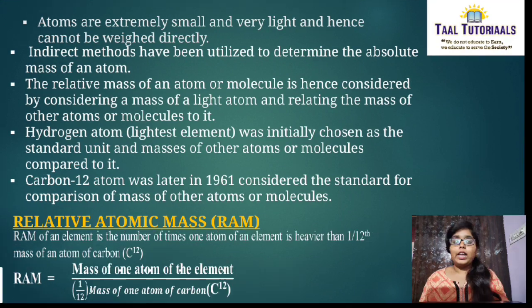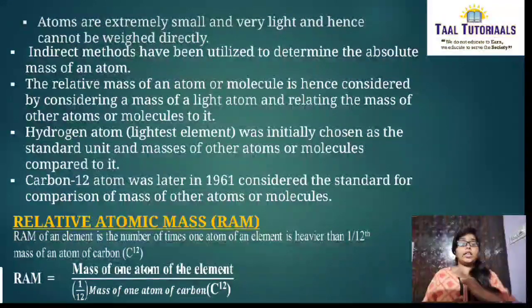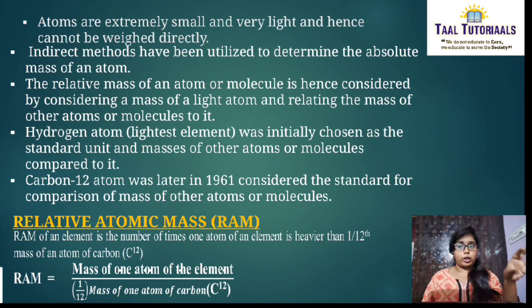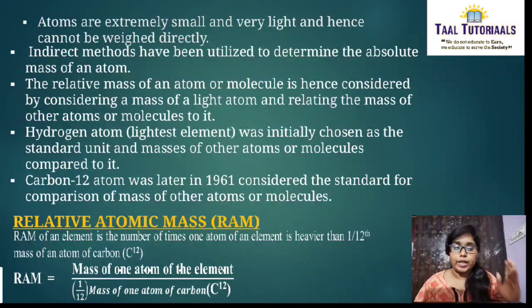Now coming to relative atomic mass. See, the relative atomic mass of an element is the number of times one atom of an element is heavier than 1/12th of the mass of a carbon atom. You are taking the comparison with carbon, that is 1/12th of the carbon. So this is the relative atomic mass. Understood? Now I will tell you again. Relative atomic mass of an element is the number of times one atom of an element is heavier than 1/12th mass of a carbon atom. Okay.